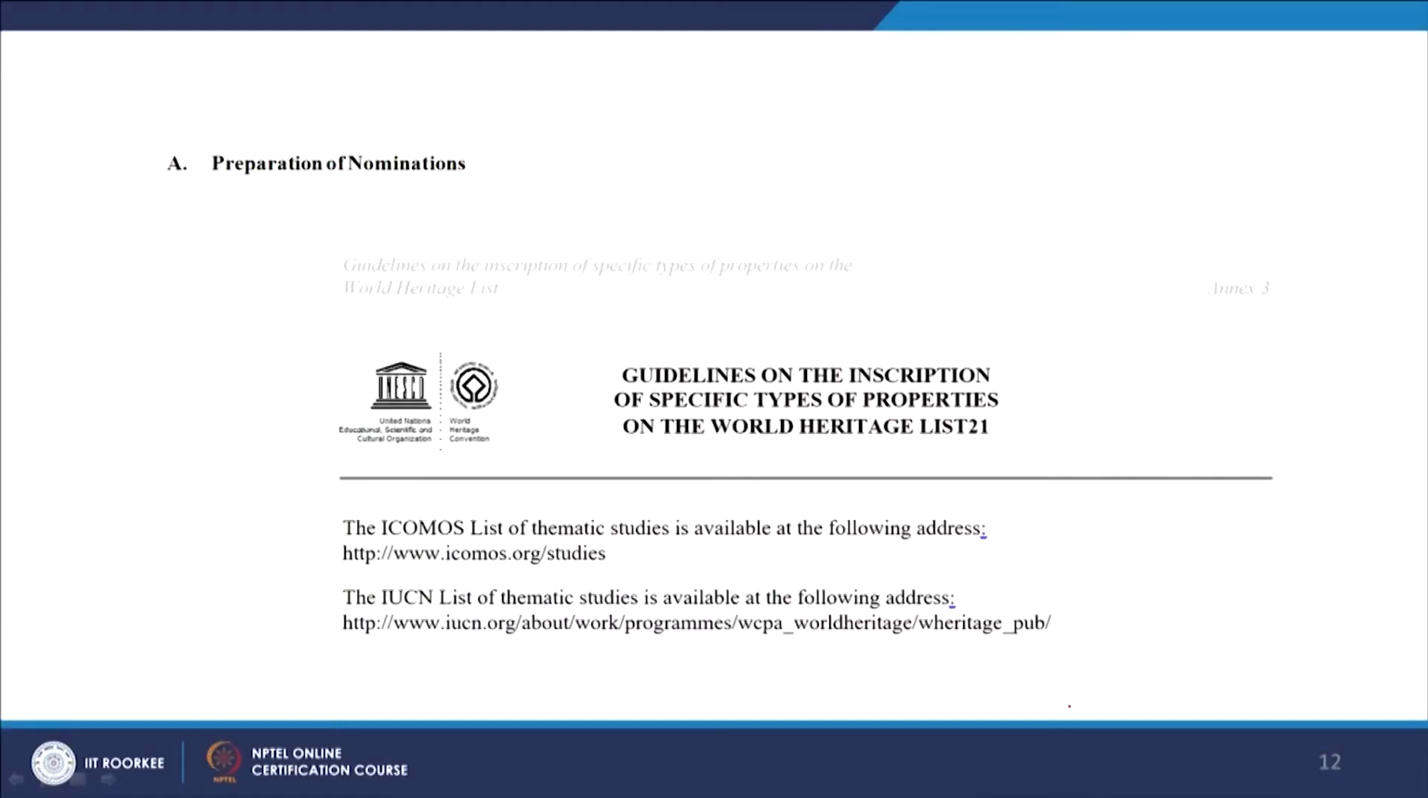These are certain guidelines. We have Annex 3, basically the guidelines on the inscription of specific types of properties on the World Heritage List. Obviously there are certain non-governmental organizations like ICOMOS, the International Council on Monuments and Sites, and the IUCN, which also take an important role in this whole process. So today I will briefly give you an overview of the cultural landscapes.